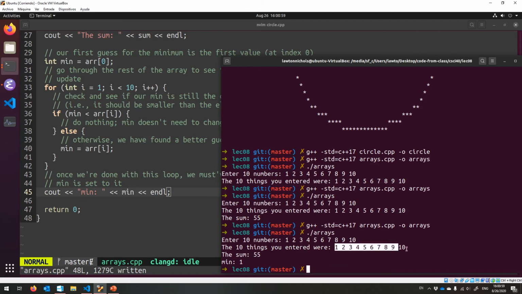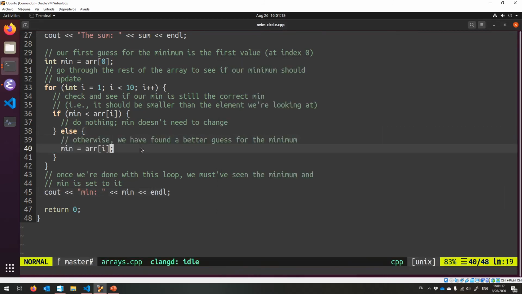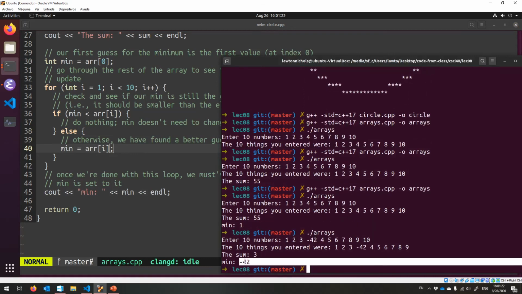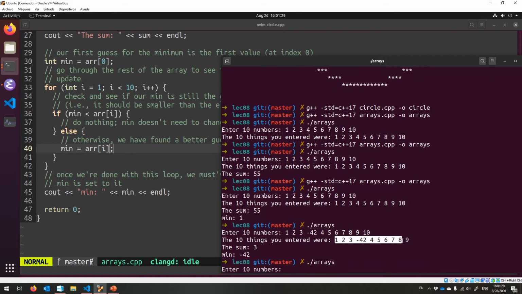But if I put something after that 1, if I rerun this program, and I say 1, 2, 3, negative 42, 4, 5, 6, 7, 8, 9, 10, now we're going to start our minimum guess at 1, but once we see negative 42, we will hit this else case and reset that minimum guess. Okay? And so then the minimum will be reset to this value. And we can do this all day long. We could say the final index is negative 43, and that will be the minimum.